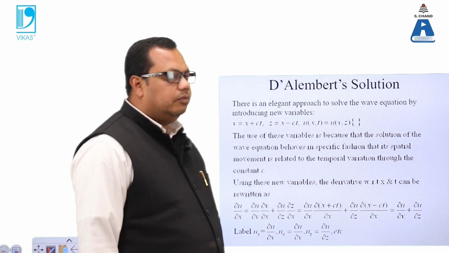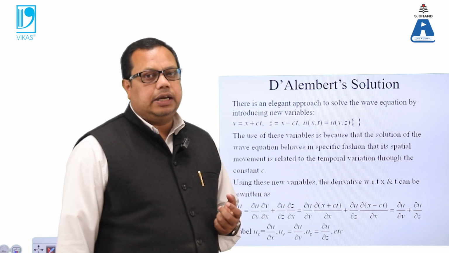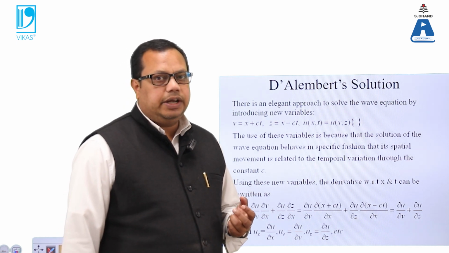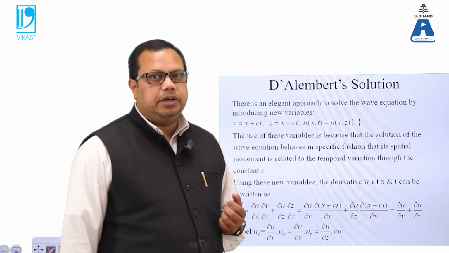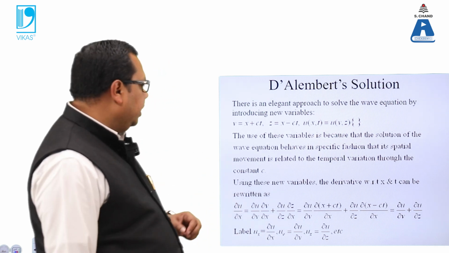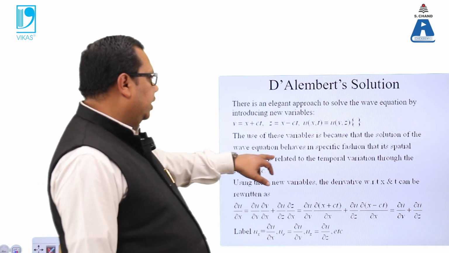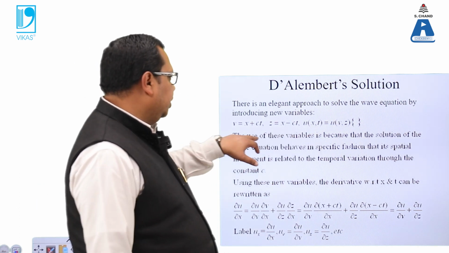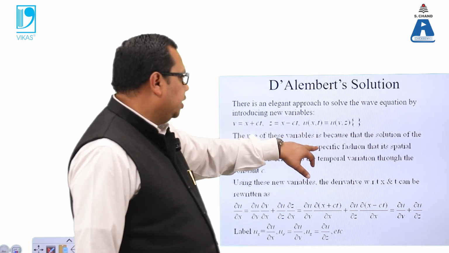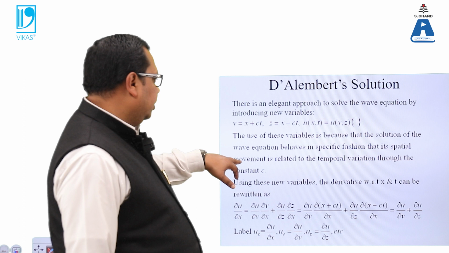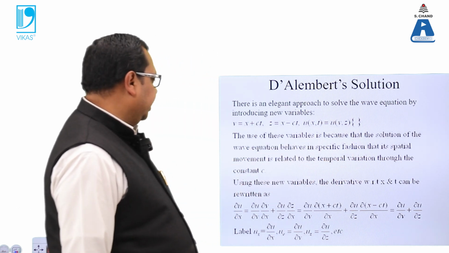And in d'Alembert's solution, we have to take the wave equation, when the function is forming a wave in terms of amplitude, time period, frequency, and then we make the equation of that. The equation is made, as I have mentioned in the slide, because the solution of the wave equation behaves in a specific fashion, that is, the spatial movement is related to the temporal variation through the constant c.